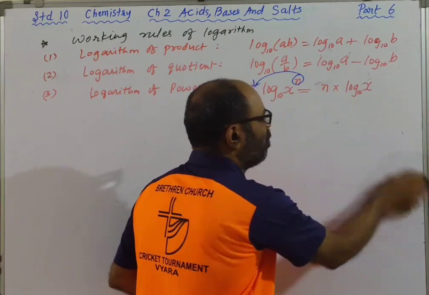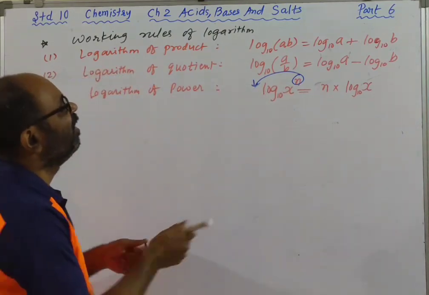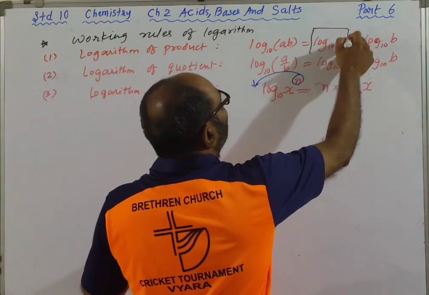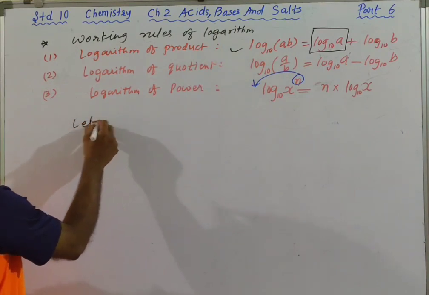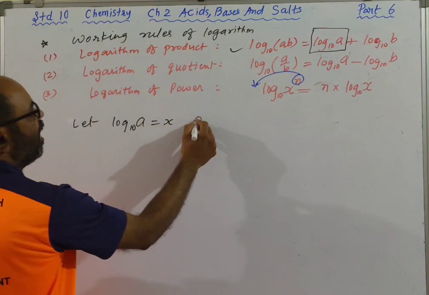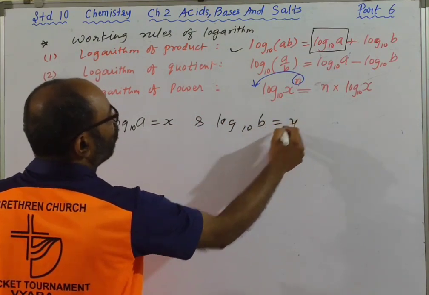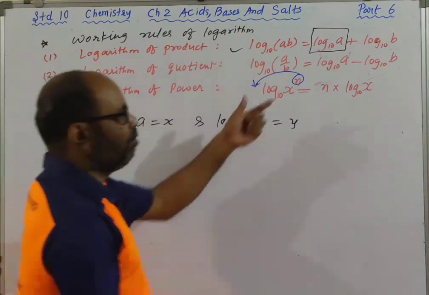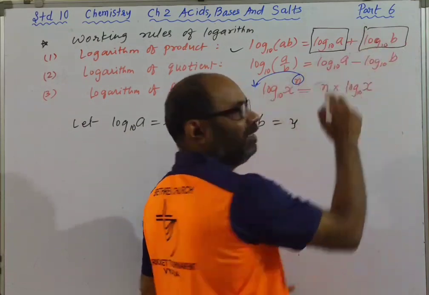We have to prove all three things. The proof will be a little strange. Let me tell you, I'm going to prove this. Let log of A to the base 10 be equal to x and log of B to the base 10 equal to y. The value of the first log I have called x, and the value of the second log I have called y.